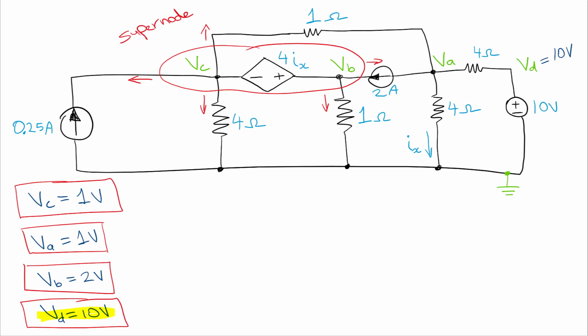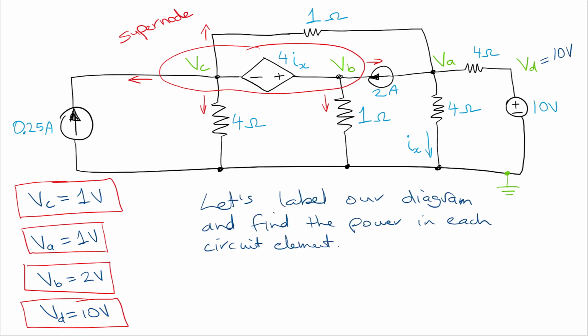Now what we're going to do is label our diagram with the voltages, and then we're going to calculate the power in each circuit element. So we've done the first part of the problem, which is to determine all of the node voltages. Now we're going to find the power in each circuit element, and we're going to need to know the voltage and the current, or if it's a resistance, either the voltage or the current in each element. Let's see what it looks like when we label the voltages.